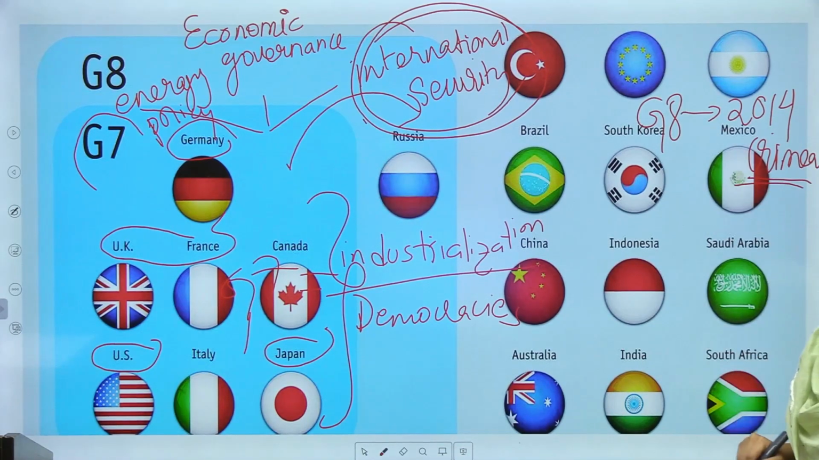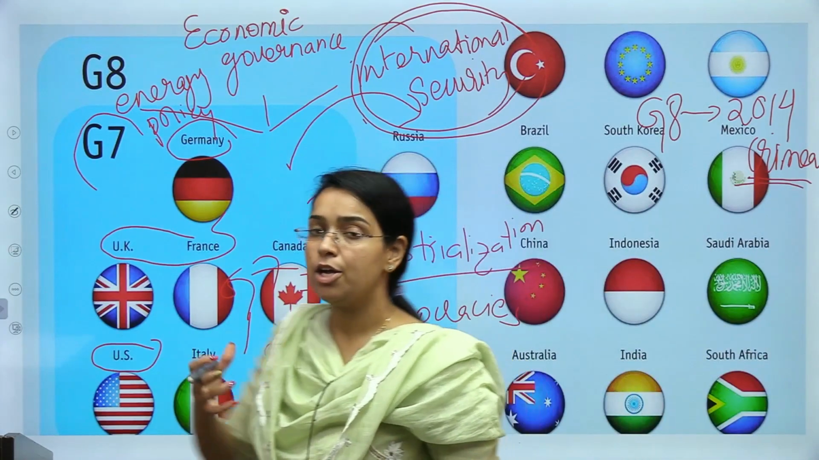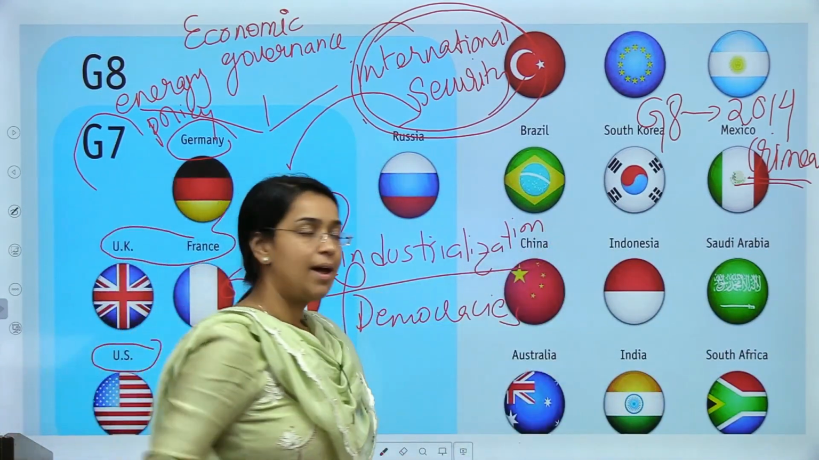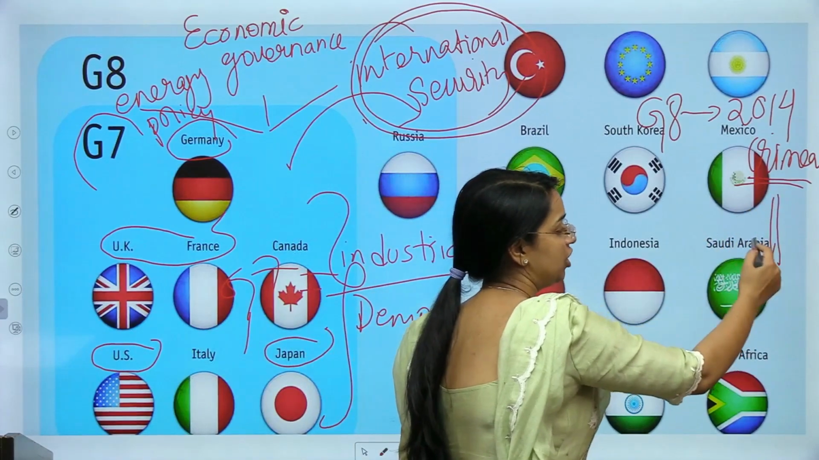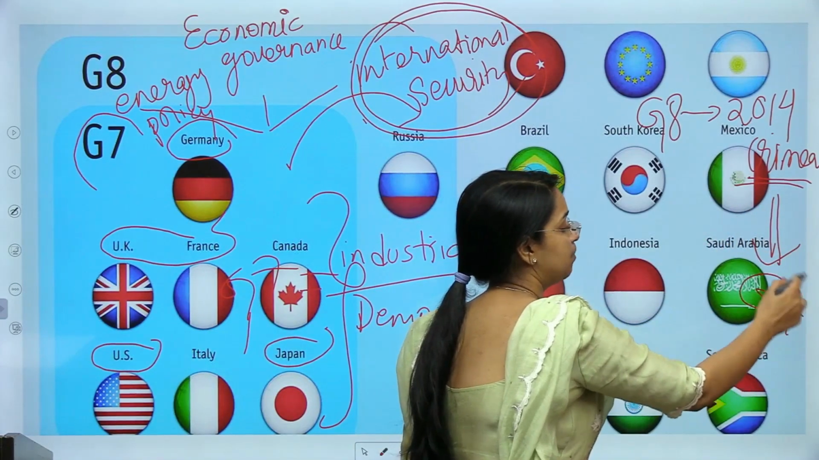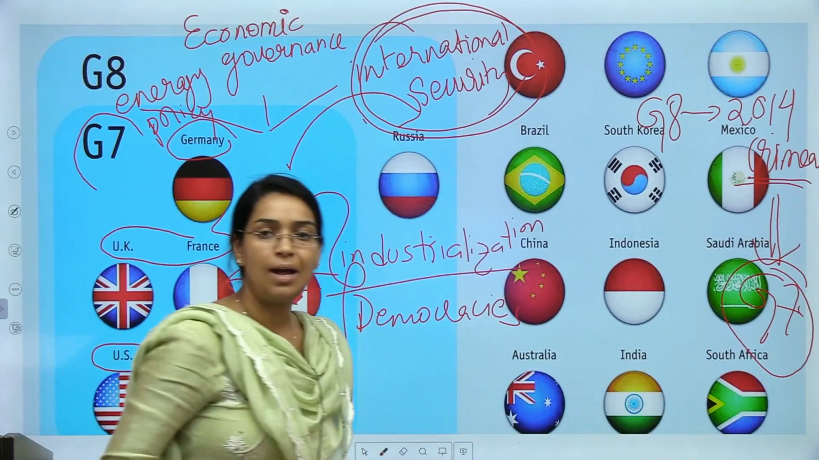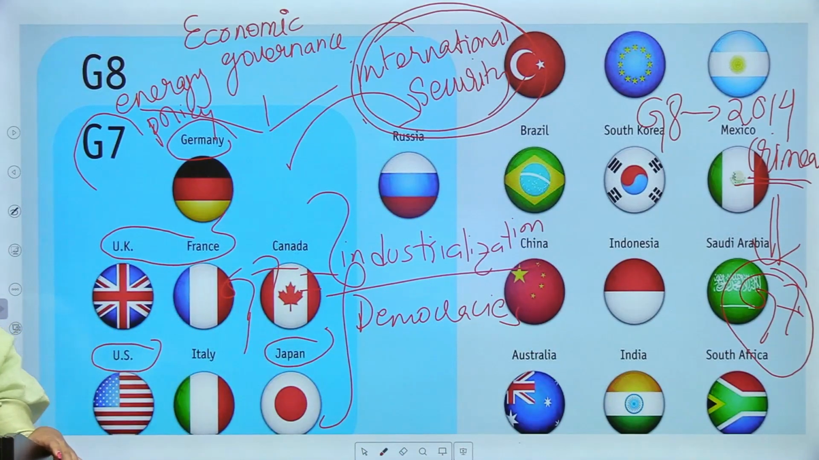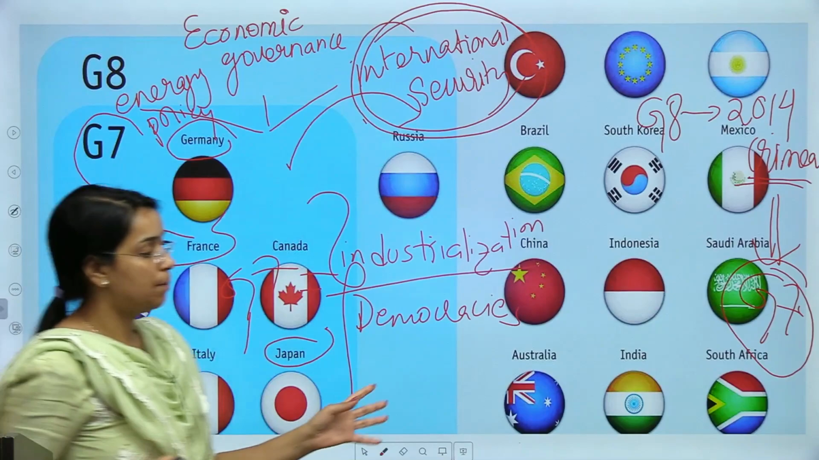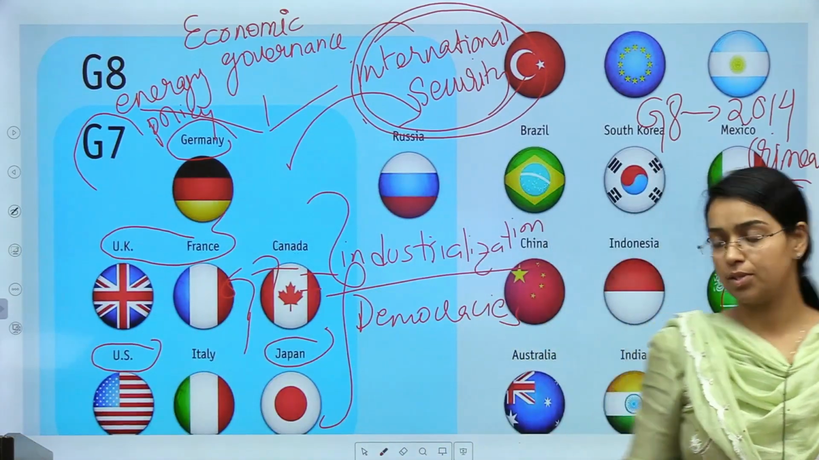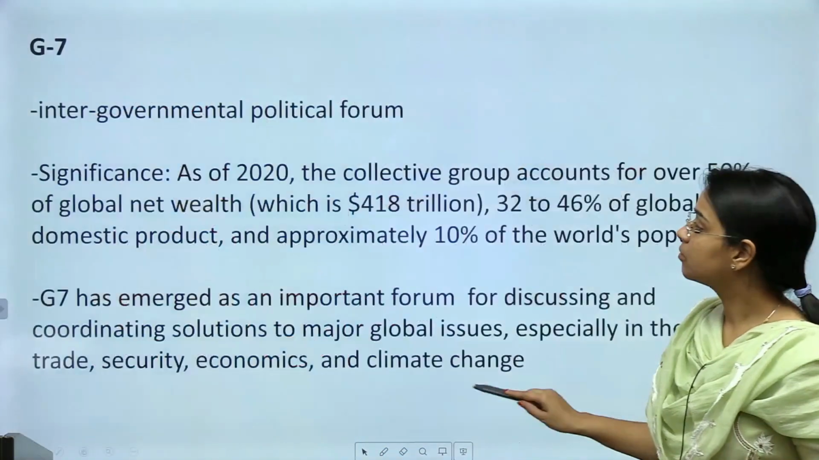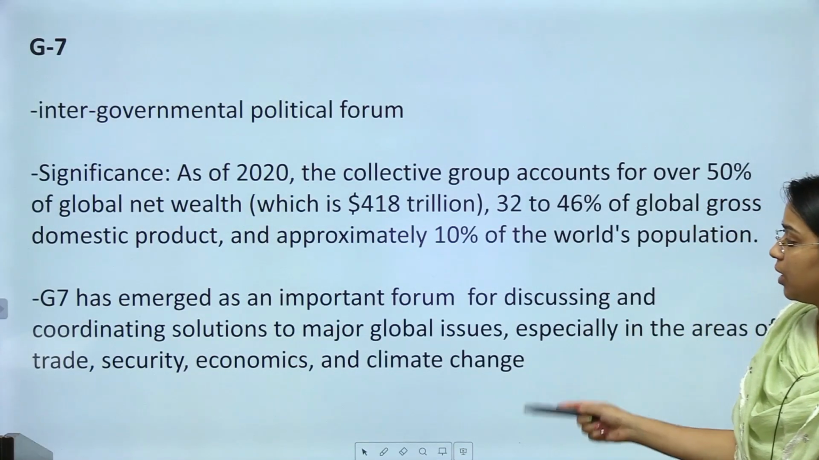right? Crimea, a small part of Ukraine, was annexed by Russia at that time. For this aggression, the G7 countries expelled Russia from their grouping and converted themselves into a group of 7 important countries. So because of the Crimean annexation, Russia is no longer a part of these nations. This is all what is written here.